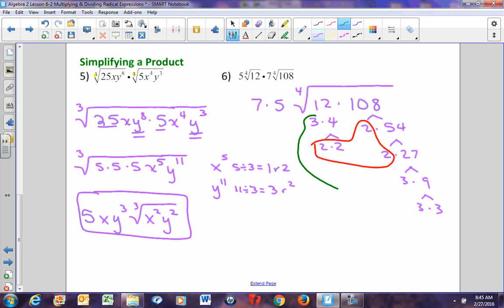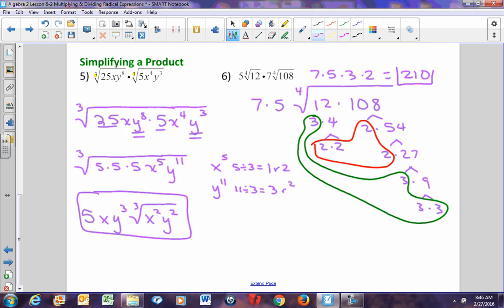Here's my other root of 4. So I can take out 1, 3, and 1, 2 into the 7 and the 5 I already had. So I had a 7, and I had a 5, and now I have a 3, and now I have a 2. So I need to multiply 7 times 5 times 3 times 2. So I get 210. So the fourth root of 12, excuse me, 5 fourth roots of 12 times 7 fourth roots of 108 is 210.